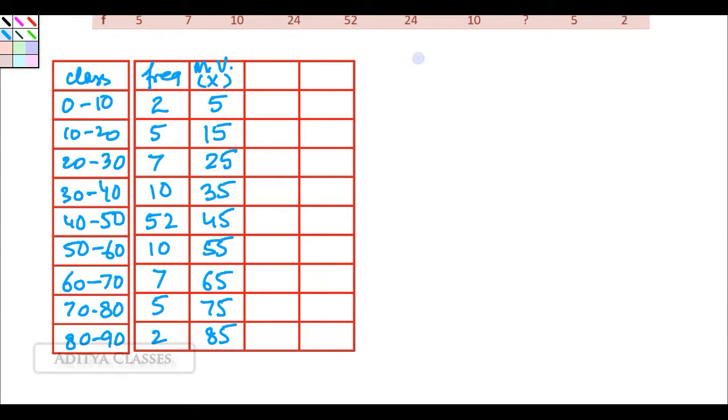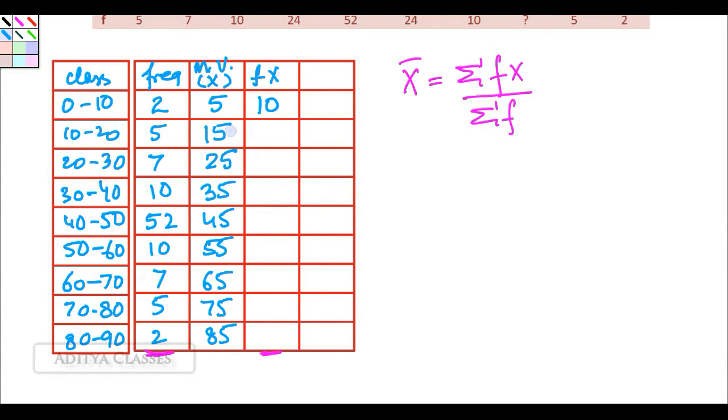Now what is the formula for mean, median and mode? Mean. This is a grouped set of data, so a formula applicable would be sigma of fx upon sigma of f. This is sigma of f and this will give me sigma of fx. Let me calculate fx over here. Fx would be frequency multiplied by mid value. Let us write the number 2 multiplied by 5, 10, 15 multiplied by 5, 75.